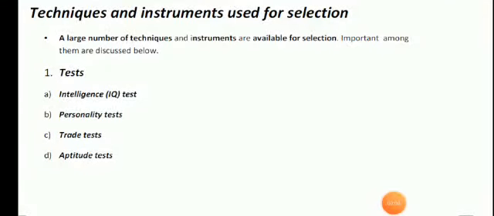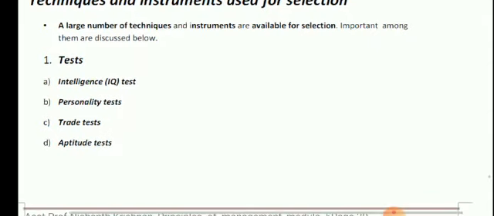Back, we will continue our discussion in Principles of Management, Module 5. This is the last topic, techniques and instruments used for selection. There are a large number of techniques and instruments available for selection. Important among them are discussed below.